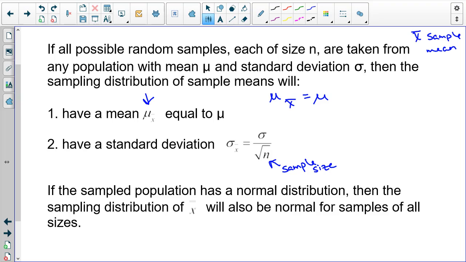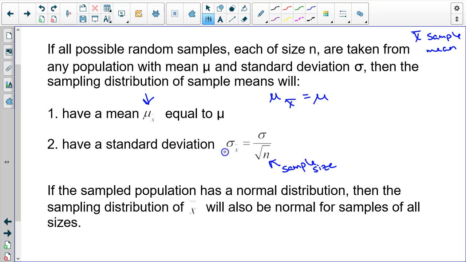So keep that in mind, because when I was first doing this, I got all mixed up with, wait a second, which one's n? You know, because normally n is the number of samples you have, right? But in this case it's not, it's your sample size. Okay?